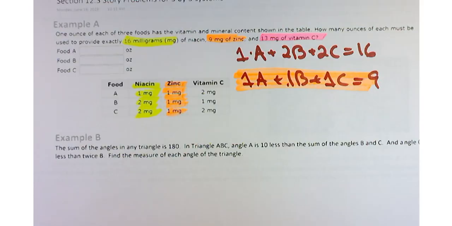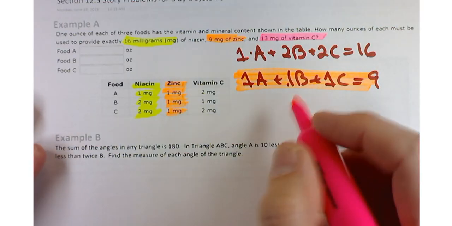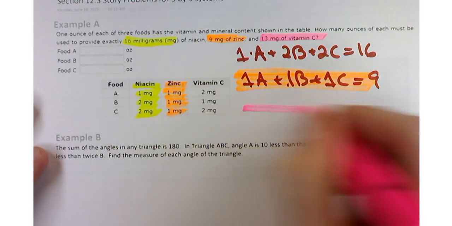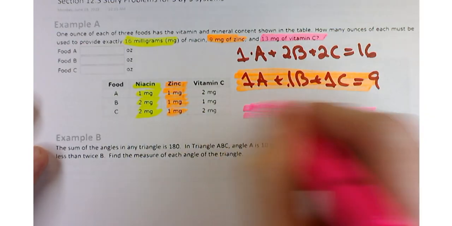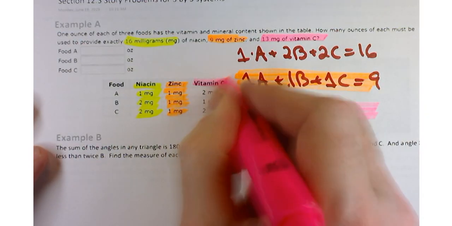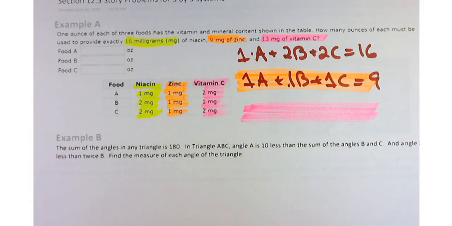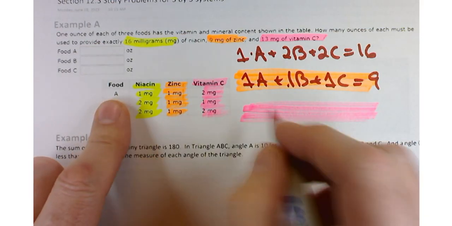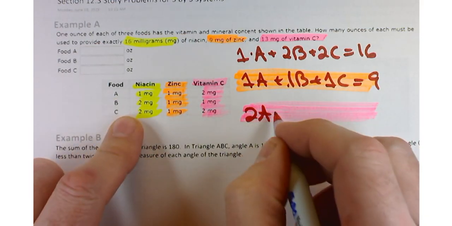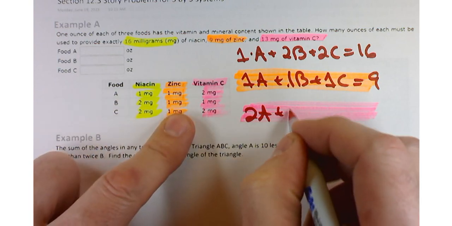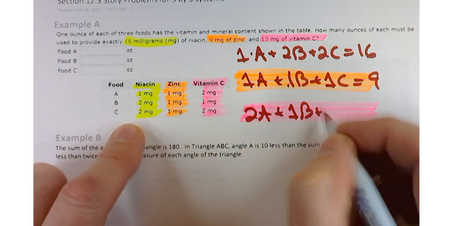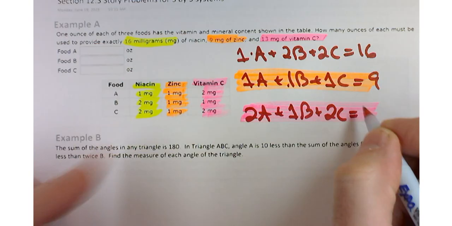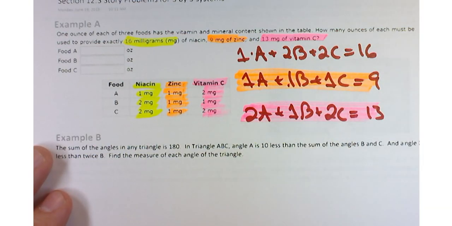Gavin, what are we looking for in terms of milligrams of vitamin C? 2A plus 1B plus 2C is equal to 13. Perfect. So here's your vitamin C: 2A plus 1B plus 2C, and that's equal to 13. Cool. And there's your system of equations.